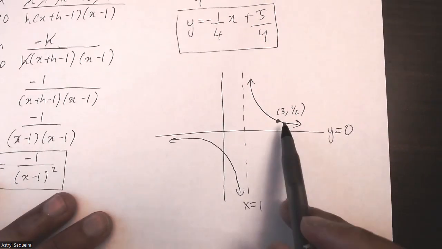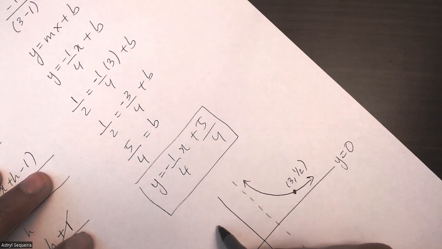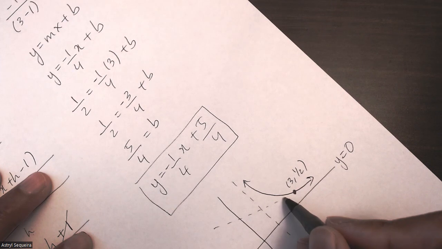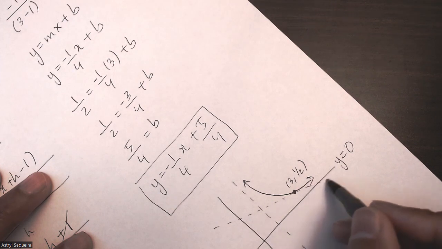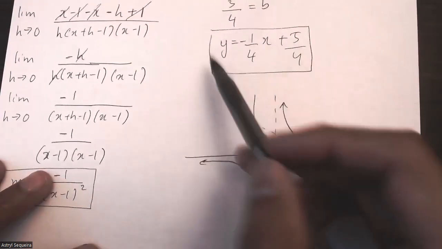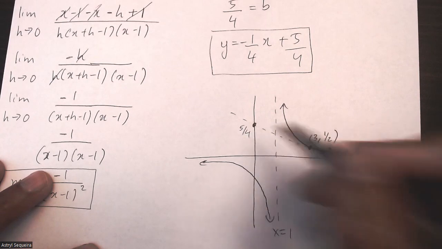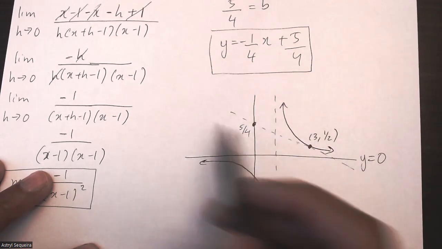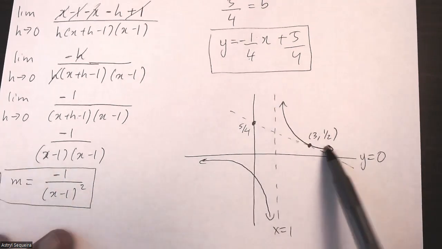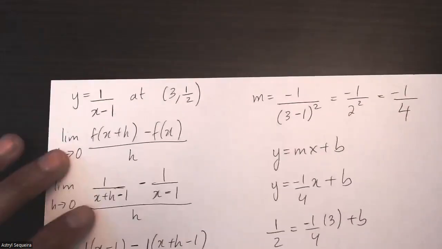And if you draw the tangent line on this graph, it's just going to look something like that. So I have my tangent line over there. This is the equation of the tangent line, and the y-intercept is 5/4, and the slope of this line, as you can tell, is negative and kind of narrow. So the slope of the line is negative 1/4. Okay, so we did it for a reciprocal function.